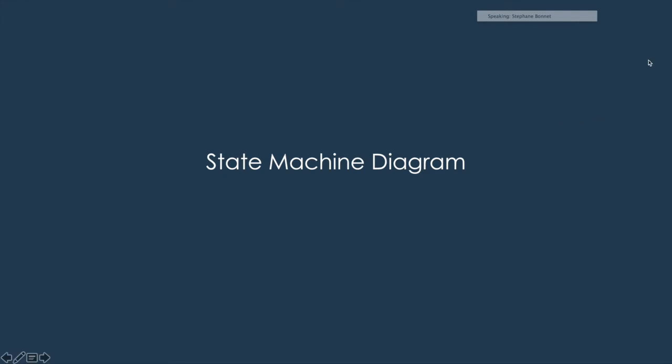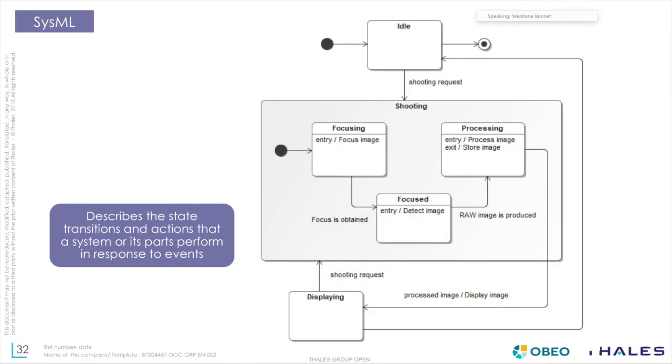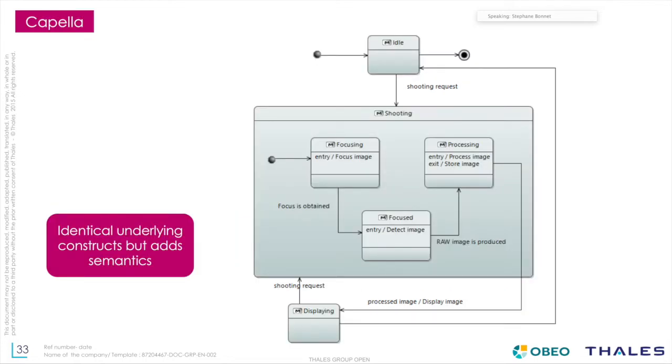State machine diagrams. A state machine diagram in SysML describes the state transitions and actions that a system or its parts perform in response to events. If we take the example of the camera, we have a state that is shooting, and this state has substates which are focusing, processing, focused, and between these states we have transitions that are triggered by events, and so on. We use identical underlying constructs in Capella, but we add a little bit of semantics. So we make a difference between states and modes.